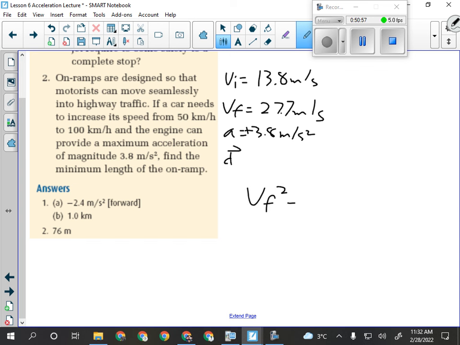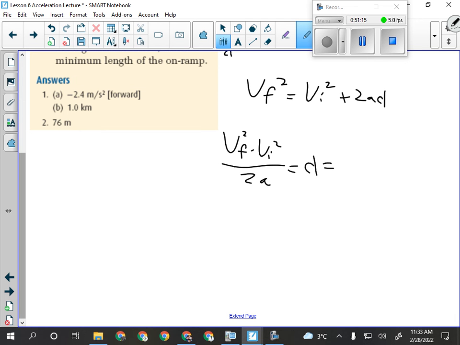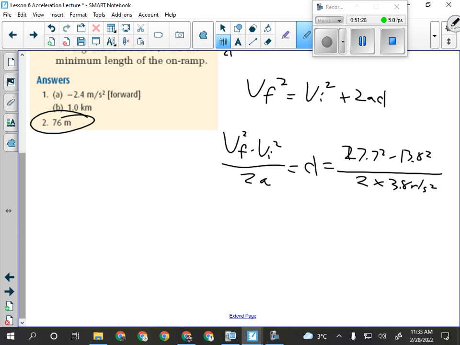Looking for D. VF squared equals VI squared plus 2AD. If I'm looking for D, first thing I do is subtract VI squared. So I'll have VF squared minus VI squared, and then I'll divide both sides by 2A, and that'll leave me with D. Okay, plug in my numbers. So we'll have our 27.7 squared minus our 13.8 squared divided by 2 times 3.8 meters per second squared, and we'll get our 76 meters. Okay, everybody good with that?